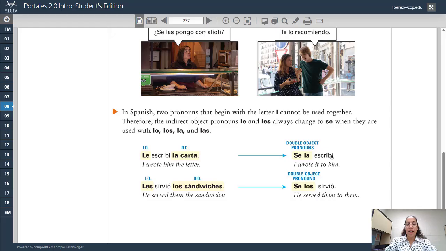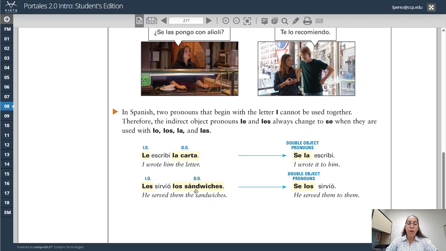How did that happen? Okay, let's break it down again. Escribí, what? La carta. That's my direct object. That pronoun was condensed to la. And then it would have been le la, because I wrote him. So him is the recipient. That's my indirect object. But I can't say le la, so I have to say se la.